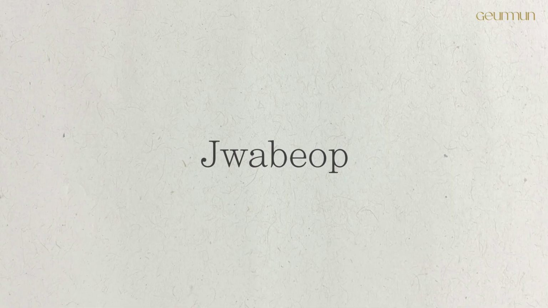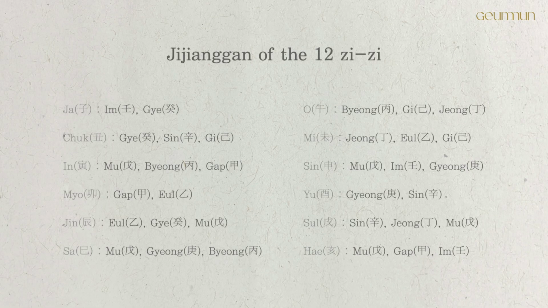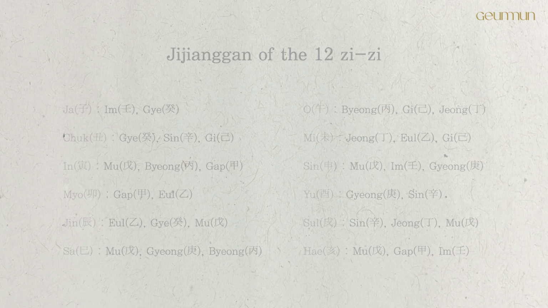Last time, we talked about the Jwabeop and how we need to read the hidden Cheongan known as Jijangkan within the Jisi of Ilgan in a Saju chart. Let's go over it once again. This method involves pairing each character of the Jijangkan with the Jisi of the Ilju, and then interpreting them similarly to the Jwabeop. Now, let's apply the principles of Jwabeop to an actual Saju chart.